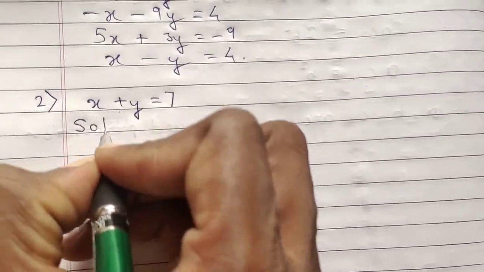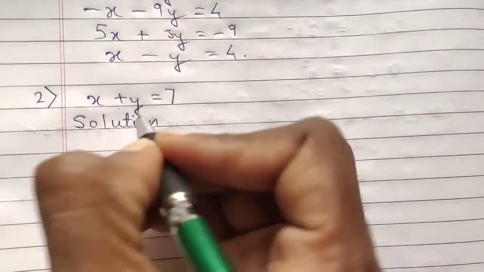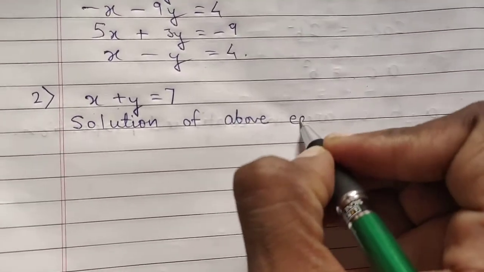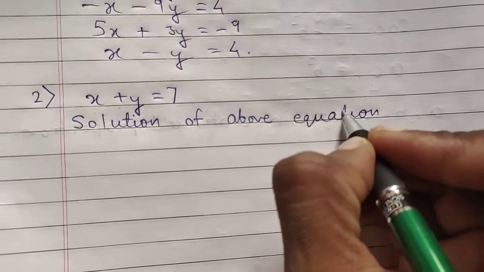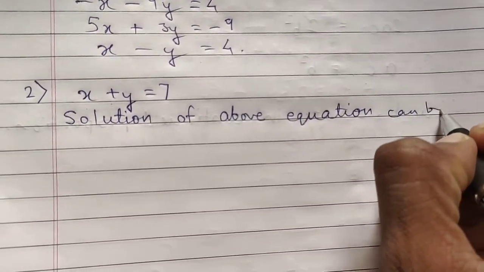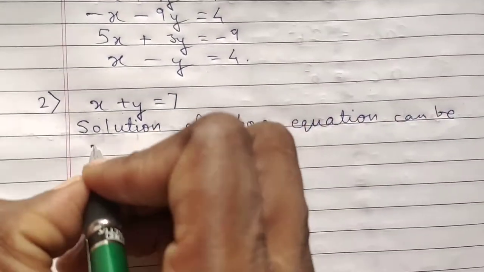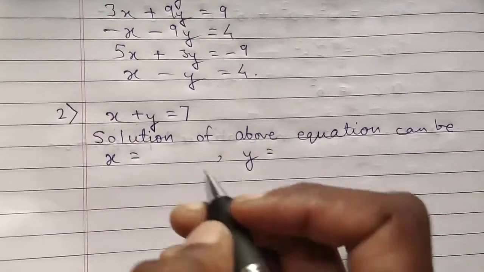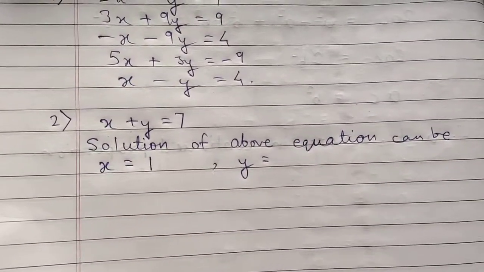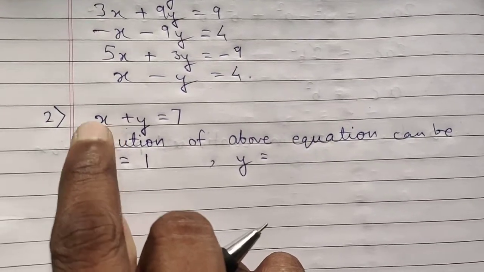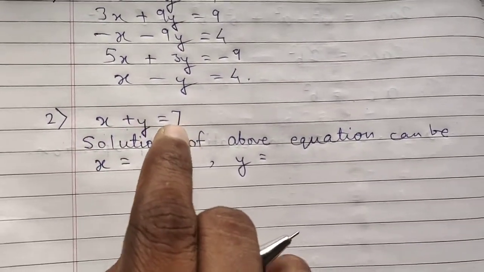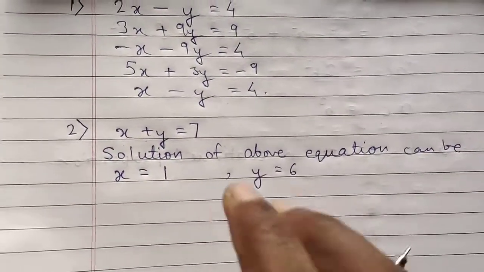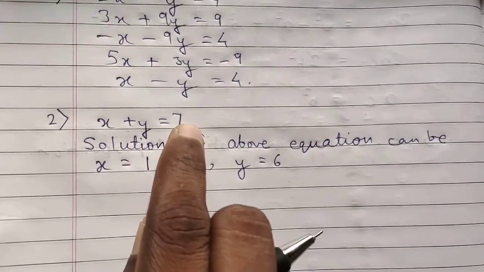So let me write this line first. Solution of above equation can be. Now I need to think about value of x and y. Okay, suppose I am taking x value 1. Now see, if I take x value 1, then 1 plus what? You will get 7. So 1 plus, if 6 is there in place of y, you will definitely get 1 plus 6 equal to 7.